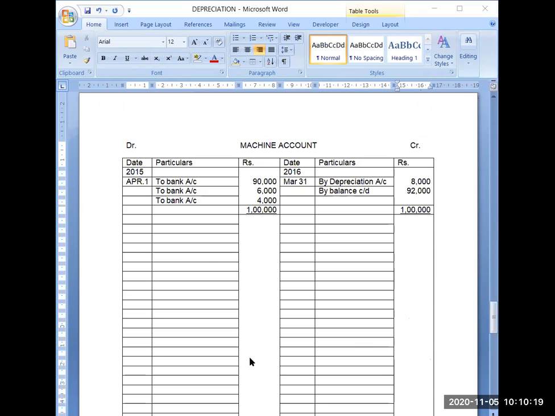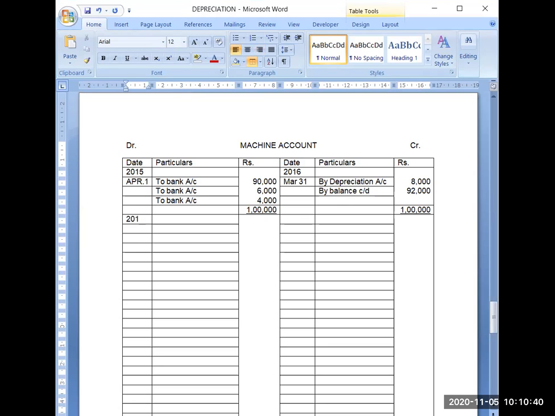You should be knowing what is the base of this account. Journal entries are the only base. We are posting each and every entry according to the journal entry only. But in exams, you should be able to do it directly without thinking of the journal entries. You should be able to do it directly, and that will need a lot of practice.